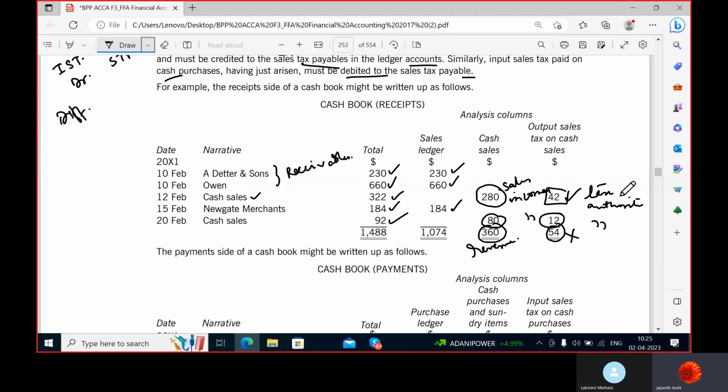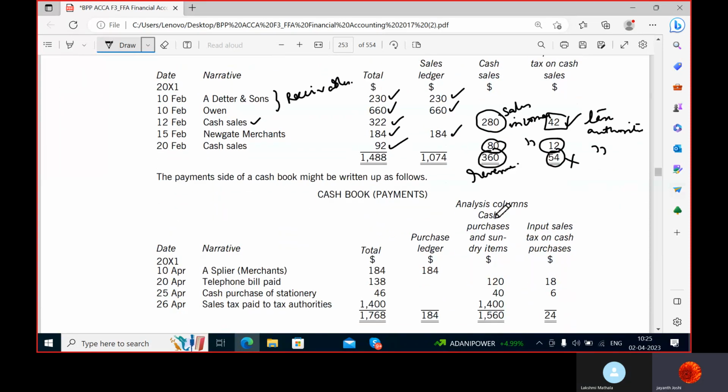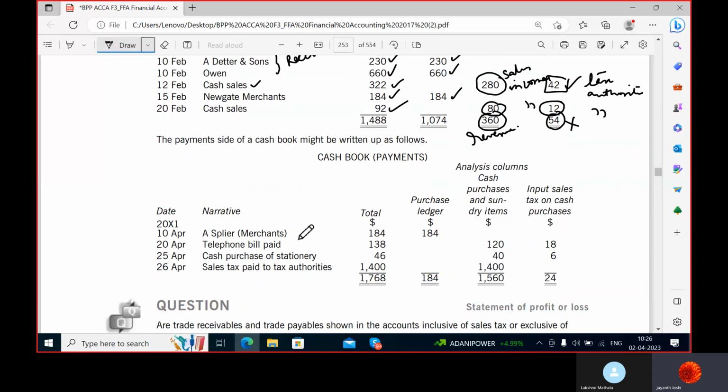Yes, ma'am. Now, the same way, when we are showing the payment side of the cash book. We have made a payment to this merchant. When it is payables, we'll show the amount only in the purchase ledger. But when a telephone bill is paid, that means this payment has been made in cash. So we have to show separately that the cost of the telephone bill was 120 and $18 was tax upon this. Now again, cash purchase of stationery. This is also a cash purchase.